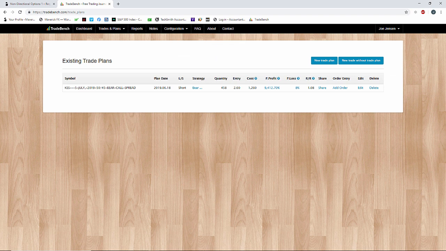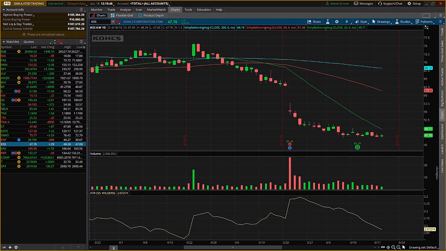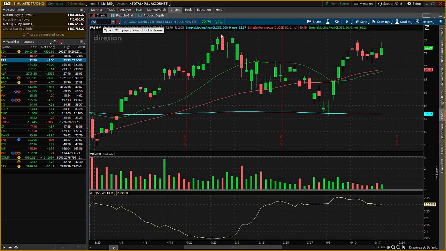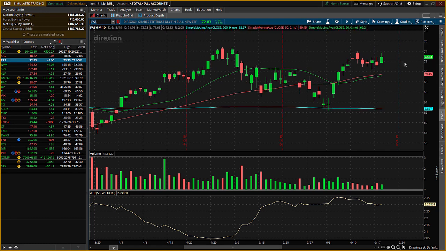So let's go to the first one I showed you, FAS, bull put spread. All right, so here's FAS. This is going to be our bull put spread. Now this thing moves a lot too, $2.30 a day. And what I see is I can see this thing maybe getting to the 75 mark. I like the shallow pullback.